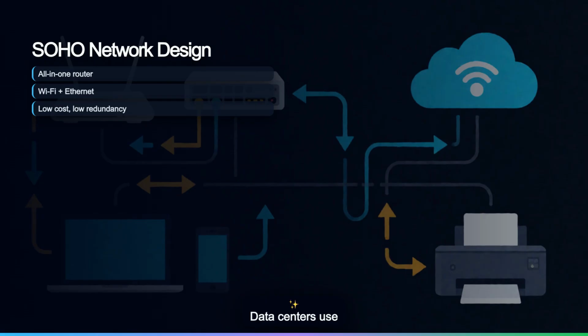Data centers use spine leaf for east-west traffic. Every leaf connects to every spine. Consistent two-hop paths. Scale by adding leaves. SOHO networks, single wireless router, cost over redundancy. The architect's mindset: choose the pattern that fits the scale, traffic pattern, and budget. There's no universal best. There's only right for this job.